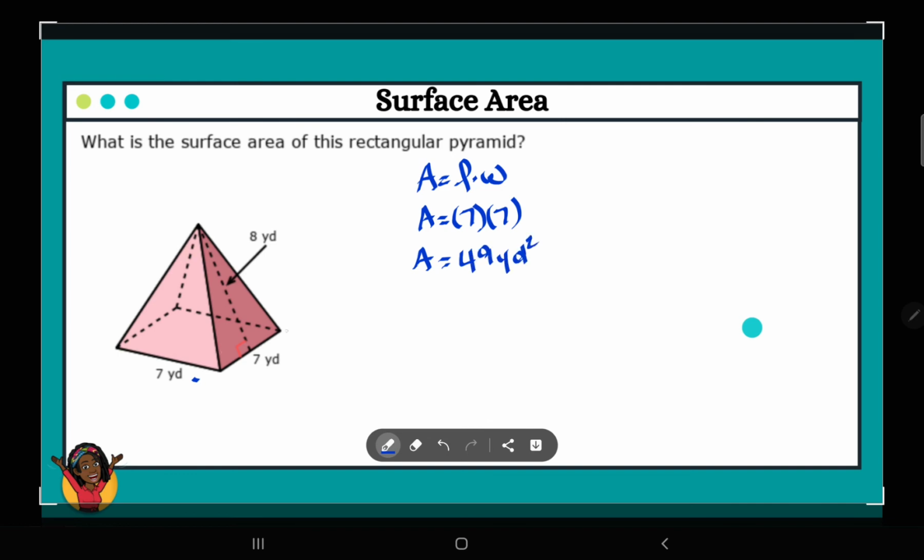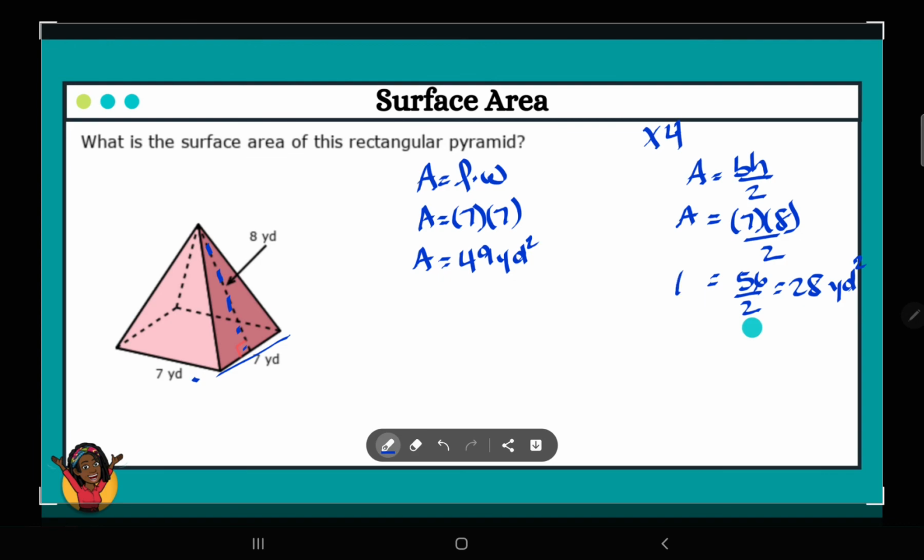Now we know the sides of our pyramid. There are 4 of them, so whatever the area is, we're going to have to multiply that by 4. So I'm just going to make a mental note there. And then I have area equals base times height divided by 2. So here our base is 7 and the height is 8. Seven times 8 is 56. Divided by 2 is 28 yards squared.